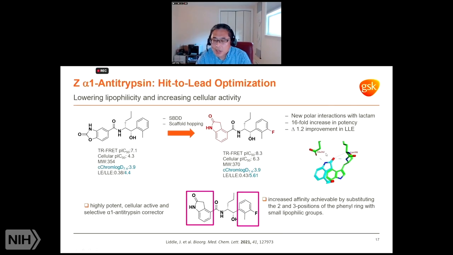X-ray structure was solved, which indicate by moving this moiety around, this lactam ring moiety pick up additional hydrogen bond interaction instead of with this indole, you form a hydrogen bond with the glutamic acid and the lysine, which account for the 16-fold increase in potency. And this compound turned out to be a highly potent, cellular active and selective alpha-1 antitrypsin corrector.